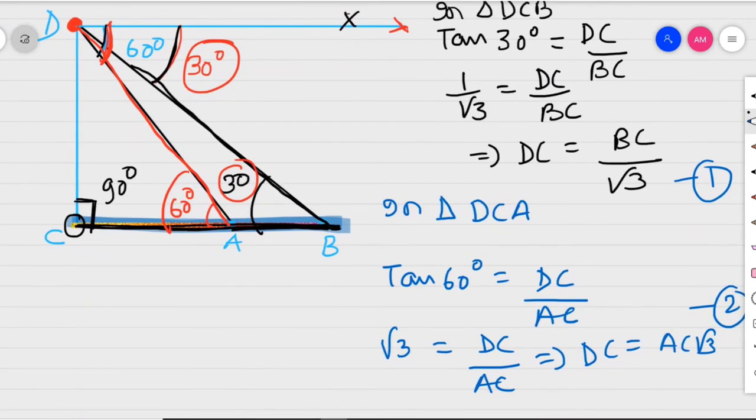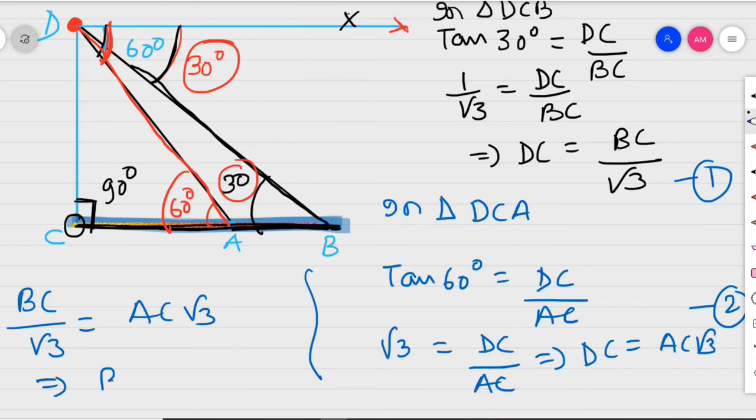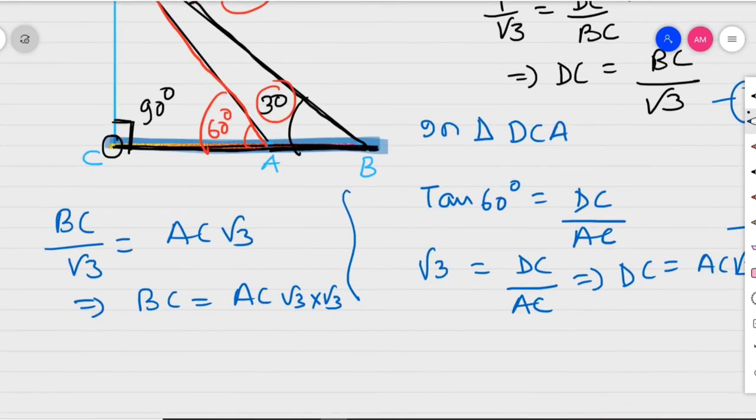Okay. So see, from 1 and 2, BC by root 3 is equal to DC is equal to AC is equal to AC root 3. Now from here what you are getting? BC is equal to AC root 3 into root 3. Okay. So BC is equal to 3AC. BC is equal to 3AC. And from here you can say that BC by AC is equal to 3 by 1.